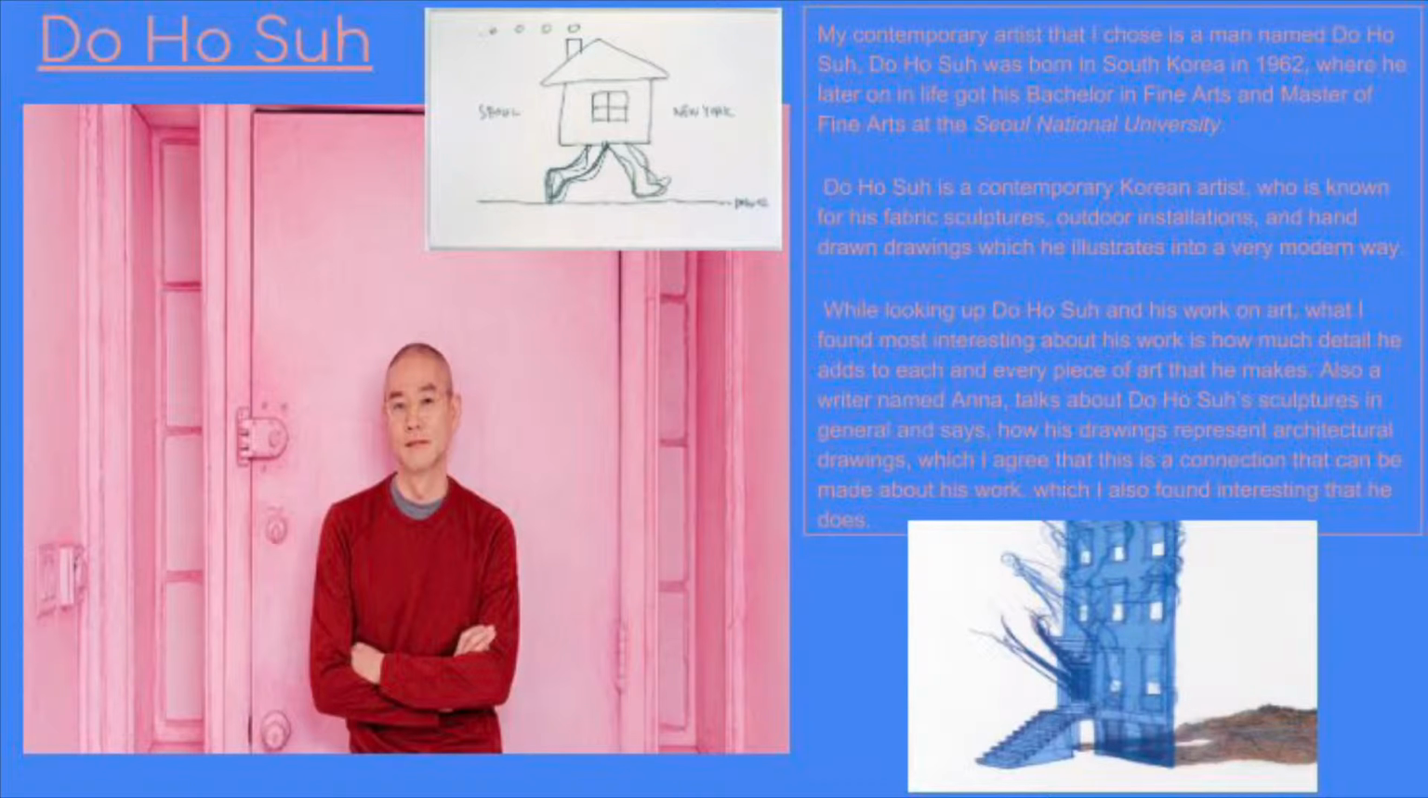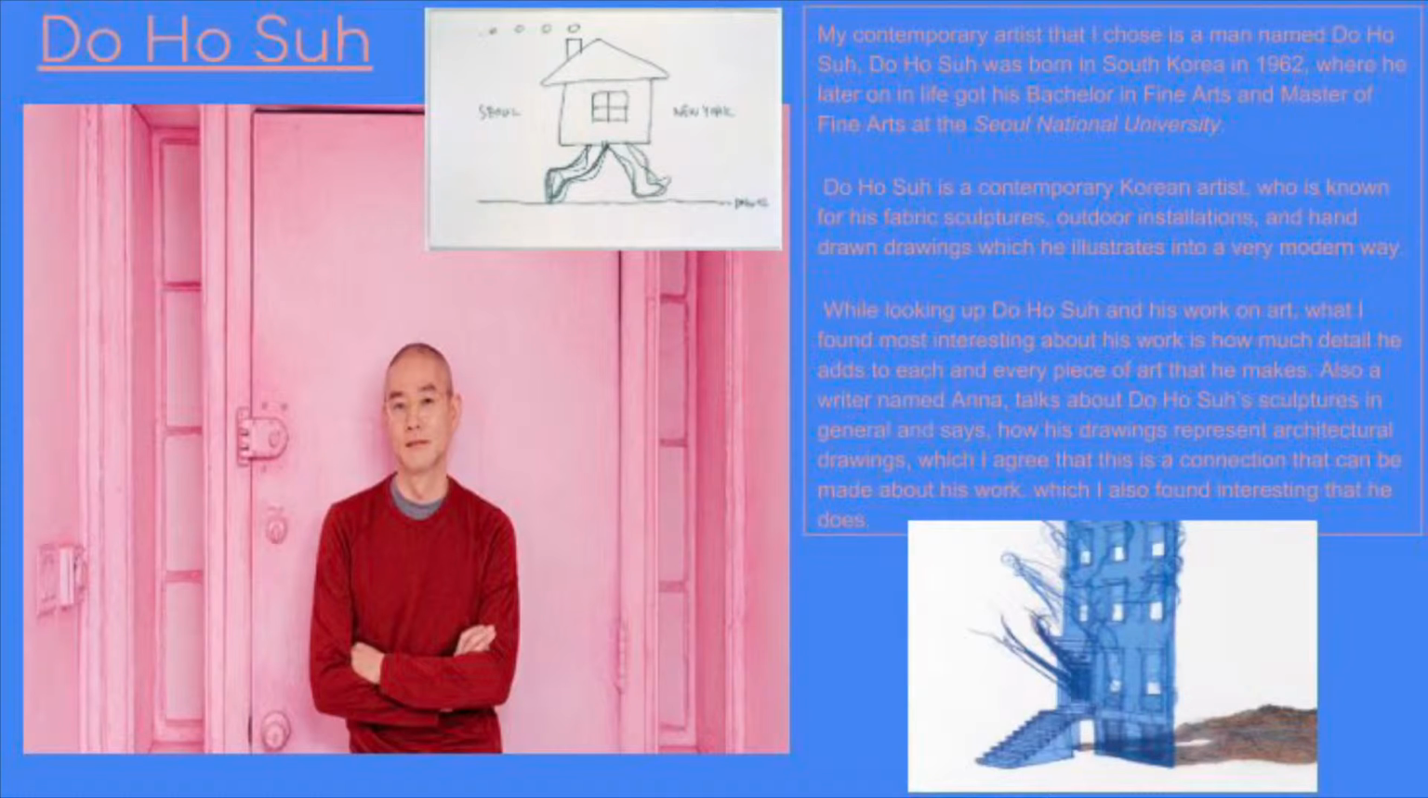My contemporary artist that I chose is a man named Ho Suh. Ho Suh was born in South Korea in 1962, where he later in life got his Bachelor in Fine Arts and Master of Fine Arts at the Seoul National University. Ho Suh is a contemporary Korean artist who is known for his fabric sculptures, outdoor installations, and hand-drawn drawings, which he illustrates in a very modern way.